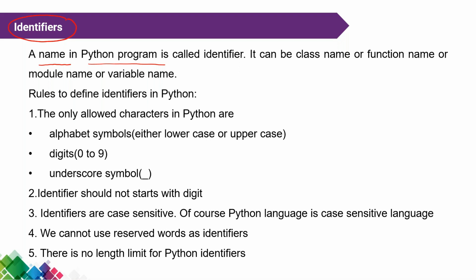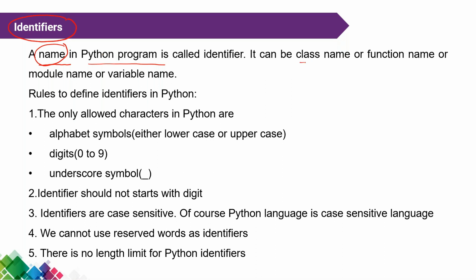For example, you have a name, I have a name. Without names, there is no existence of ourselves. Each and every person in the world has at least one name. So an identifier is simply a name used in the program.